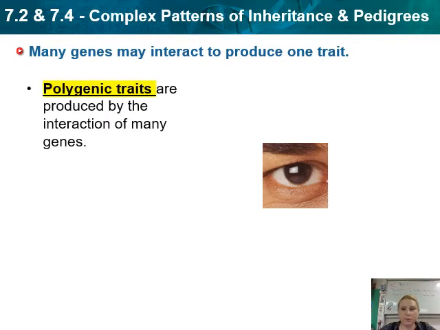Now, normally many different genes can interact to produce one trait. Well, one thing that we didn't get into last week, we talked about either you'd have brown eyes or blue eyes. Well, in actuality, eye color is called a polygenic trait. It's produced by the interaction of many different genes. That's why there's so many different shades of eye color.